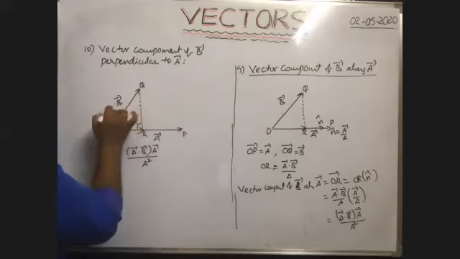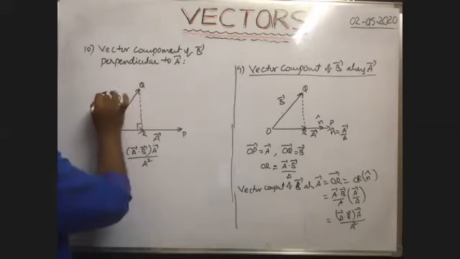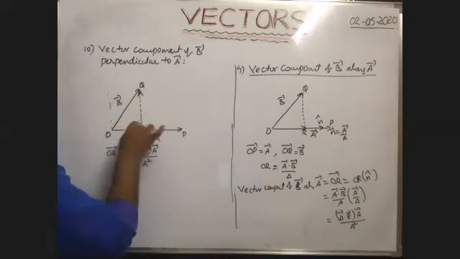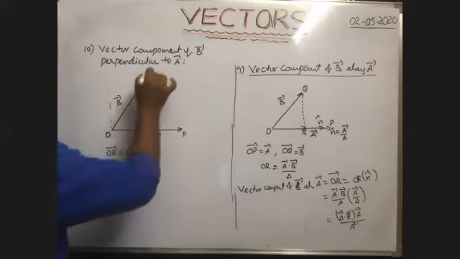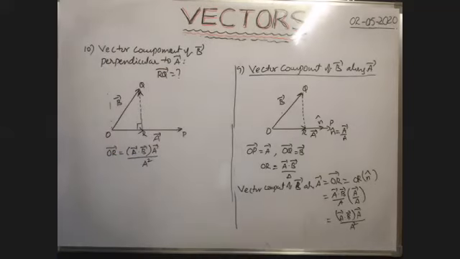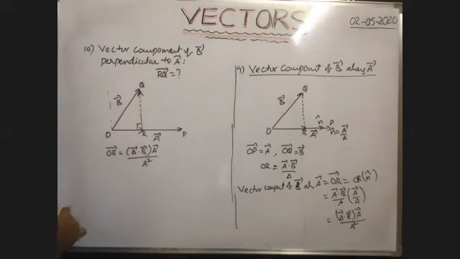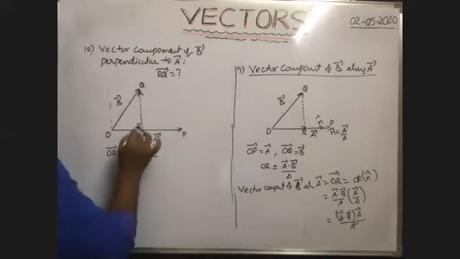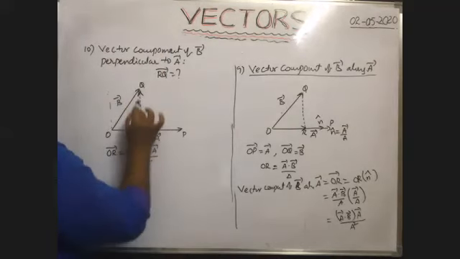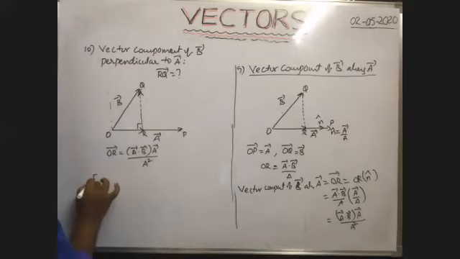Because if you divide B bar into components, one component in this direction, another component in this direction, this is parallel to this one. That's why the vector component of B bar perpendicular to A bar is RQ bar. Here we have to find RQ bar in the diagram. That's all. Here you apply the triangle law, the vector addition principle. Here OR bar plus RQ bar, so RQ bar is equal to OQ bar, we can write now, from triangle ORQ.